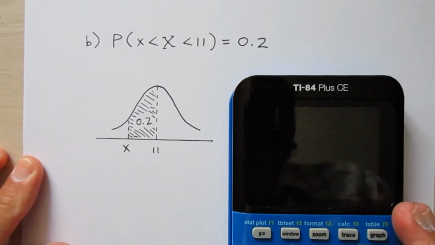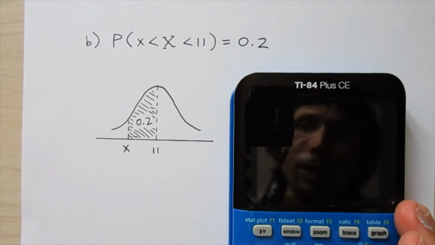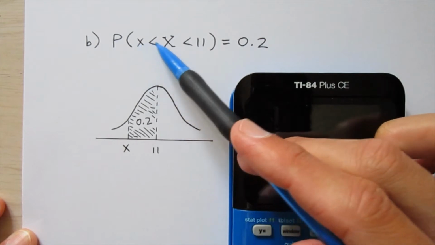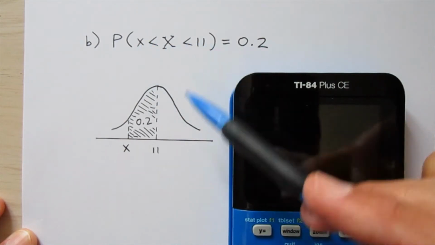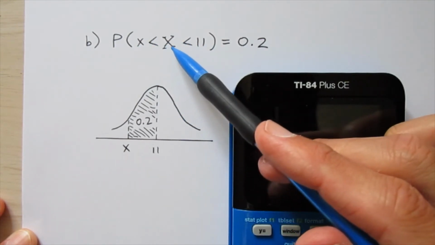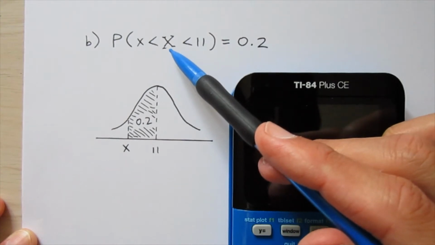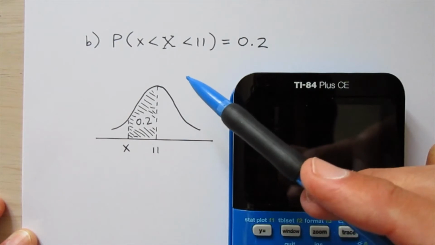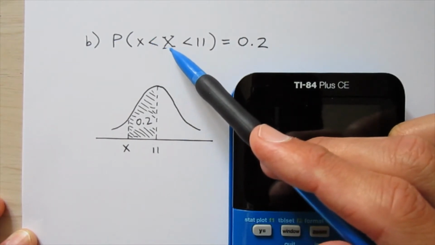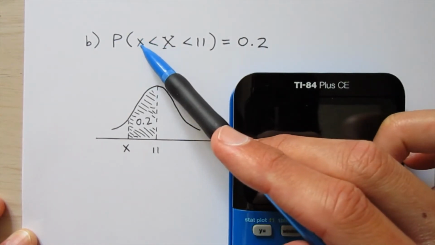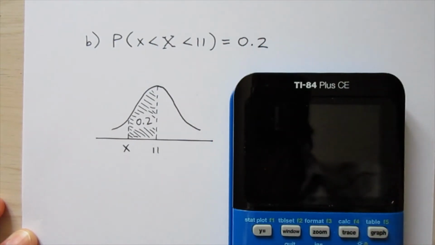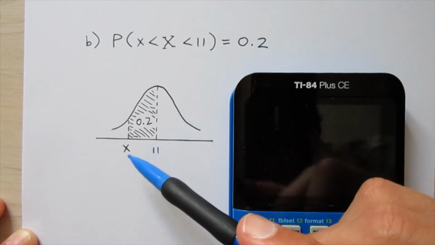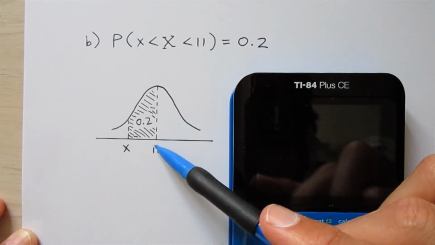Okay, now consider this. The probability that little x is less than big X, which is less than 11. Remember that the big X represents any old x. The little x is a specific x value. So find the probability that any old x is between little x, some specific little x, and 11. That probability is 0.2. So I've drawn a picture here of what we have.